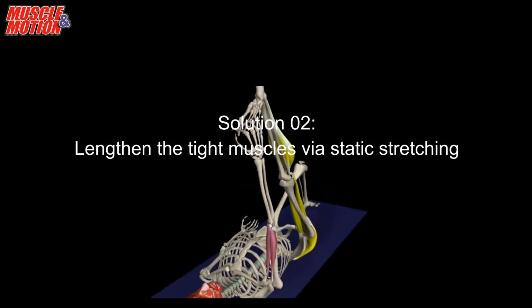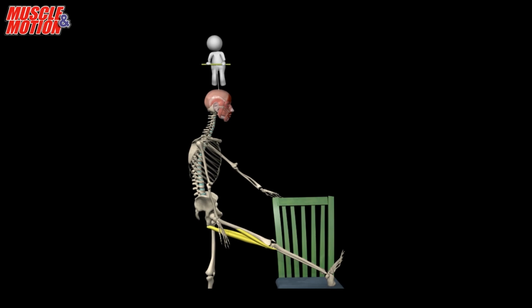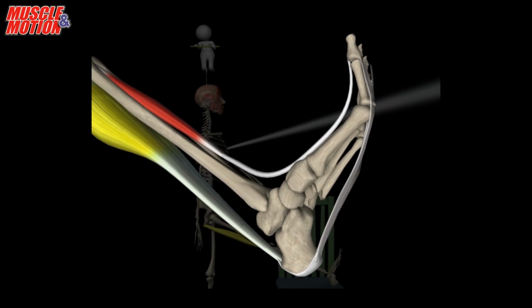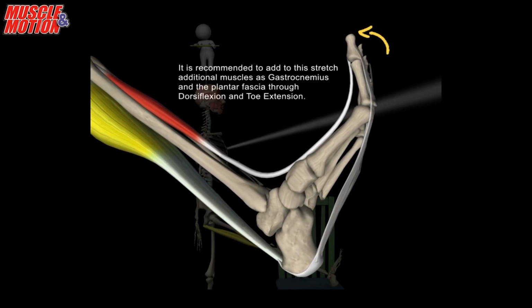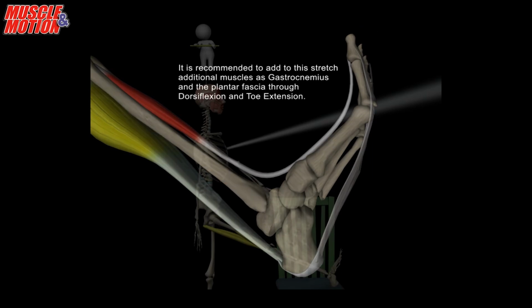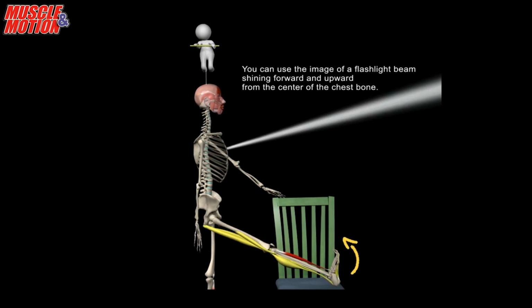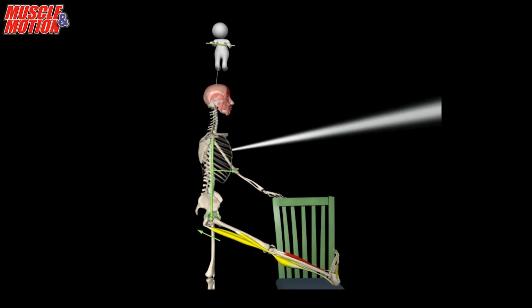Solution 2. Lengthen the tight muscles via static stretching. Hamstring stretch exercise is one leg on a chair, and direct your attention to the top of the head. It is recommended to add to this stretch additional muscles such as gastrocnemius and plantar fascia through dorsiflexion and toe extension. You can use the image of a flashlight beam shining forward and upward from the center of the chest bone. To increase the stretch, tilt the body forward through the hip joint.